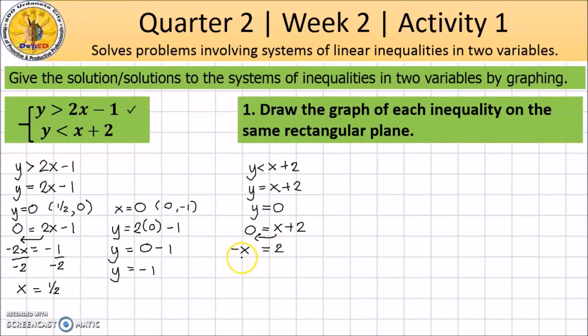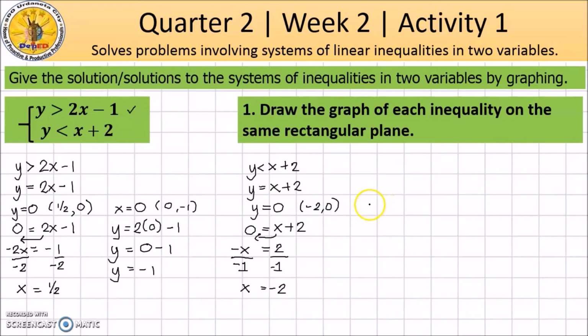Now, we need to make variable x here positive. To make this positive, we're going to divide both sides of the equation by negative 1. Negative 1 divided by negative 1 is positive 1, so we have x. 2 divided by negative 1 is negative 2. Take note, unlike signs, so we have negative here. Now our x-intercept is negative 2, 0.